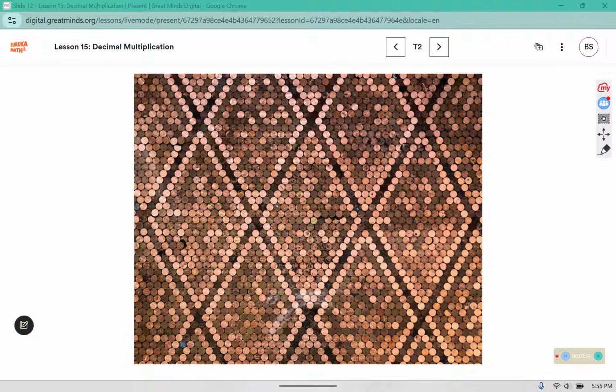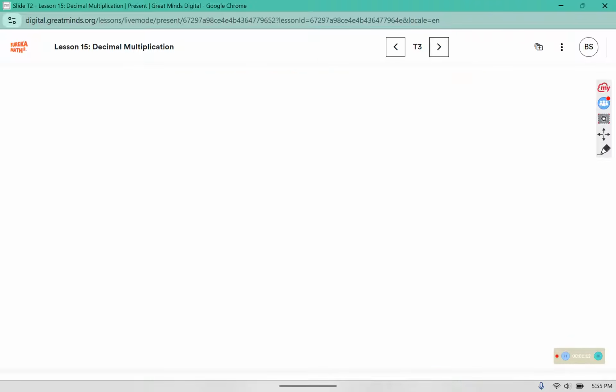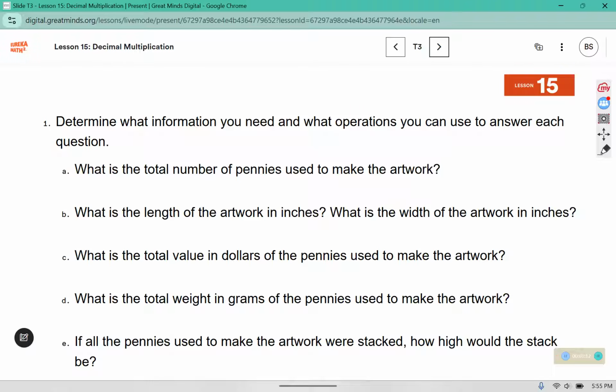This artwork is made up of entirely pennies. Think about some things you notice or wonder about this artwork. We are going to answer the following questions about this piece of art. It says, determine what information you need and what operations you can use to answer each question. This does not mean we actually need to find the answers.